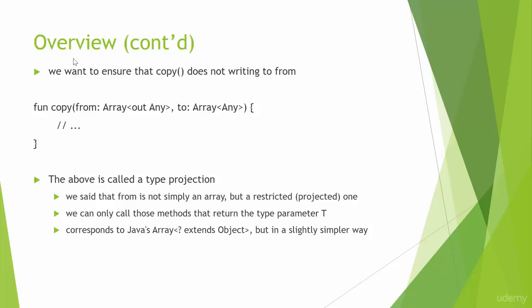So this corresponds to Java's array where it has a question mark. Remember we talked about the question mark and how this is, you don't know what it's going to return, so you say you're not sure, so use the question mark, extends object. But we do this in a slightly simpler way. We do this type projection with our out keyword as our type, and we're saying from can be covariant, but the to has to be any.